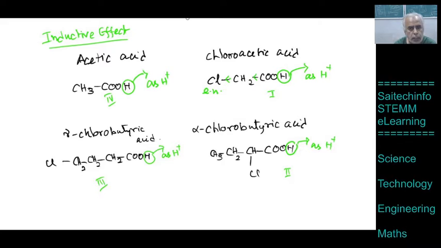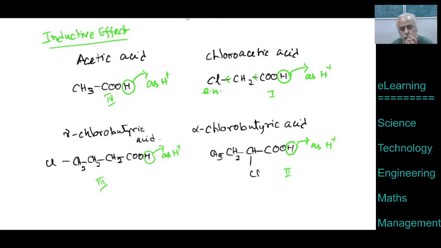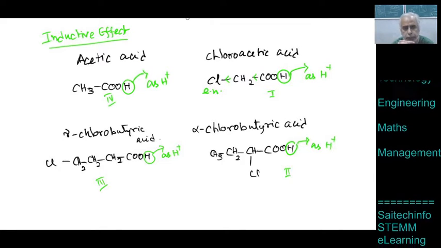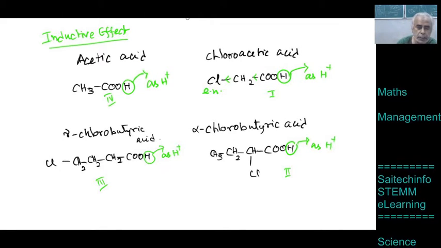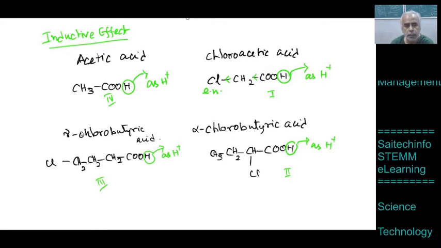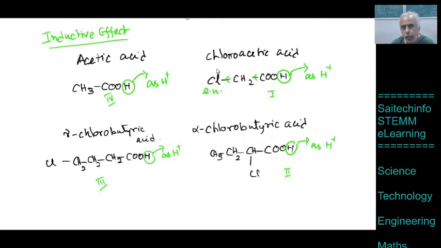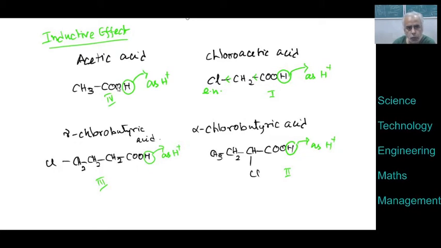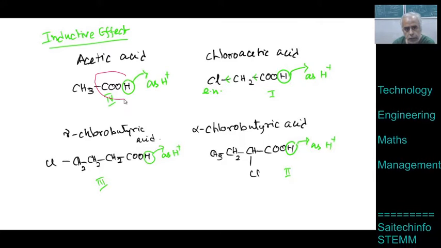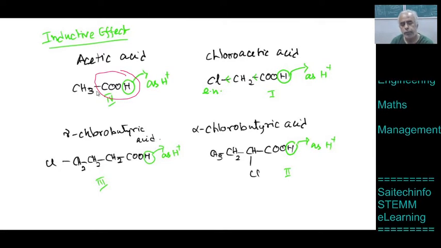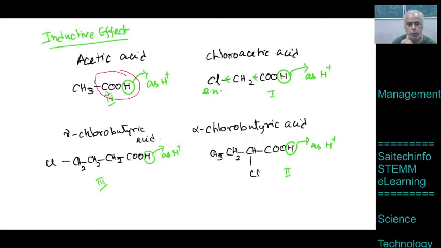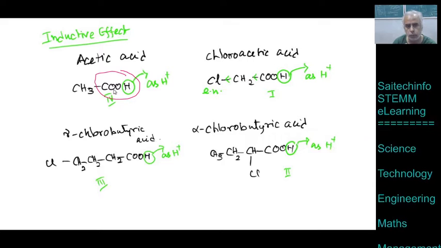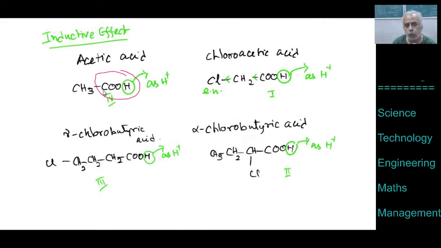Inductive effect, in fact, let me try to explain based on an example here. I have cited 4 examples here. One is acetic acid. You know the formula of acetic acid, CH3COOH, and chloroacetic acid. Usually the COOH is here, and this is the functional group. Whenever you name any carboxylic acid, you have to include the carbon atom of the functional group also. And here you have got 2 carbon atoms.